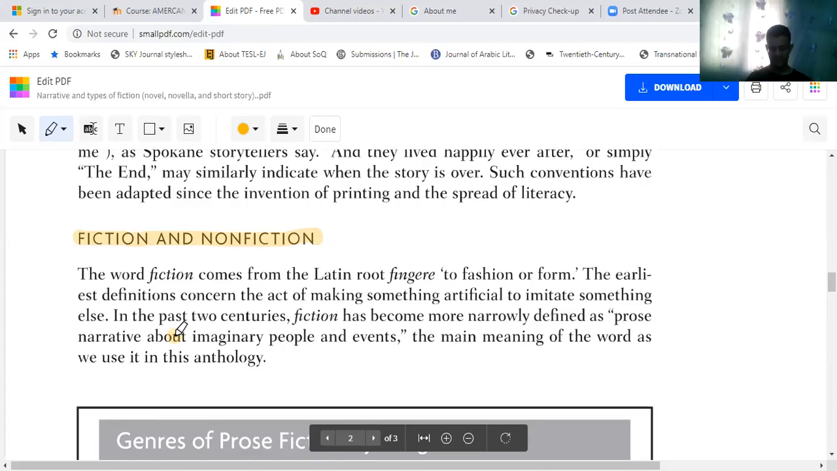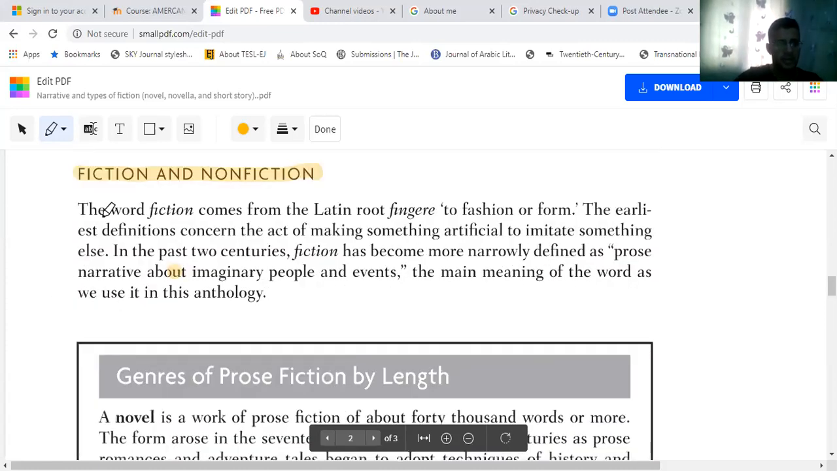So we will talk about this in particular, but generally speaking, fiction has to do with the imaginative or creative, something that is unreal, whereas nonfiction has to do with the real stories. Okay, let me read now. The word fiction comes from the Latin root fingere, to fashion or form.